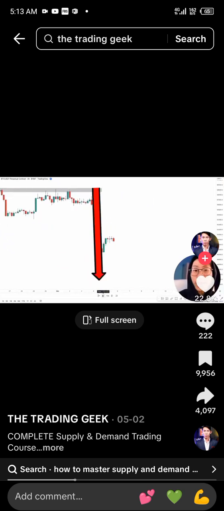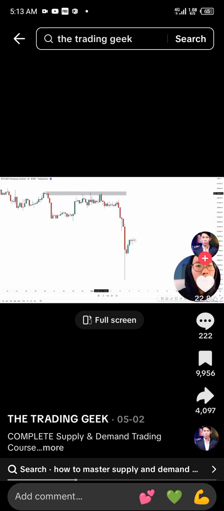It literally collapsed. You saw that. I hope you saw that. It literally went back up to this supply area that we have drawn and collapsed. So that's the first way that you can use to identify your supply and demand zones.